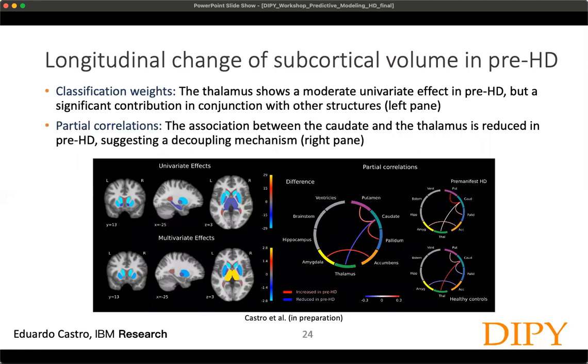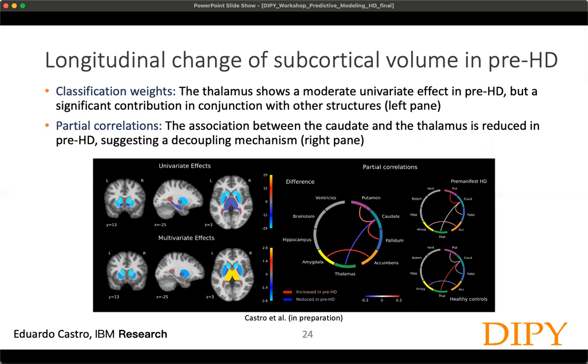So we know that there is an advantage to using several subcortical regions for this analysis. As I said before, the idea of these approaches is to gain an intuition of what's happening in the brain, and that's the reason why we perform the following analysis. So we did 3 analyses. First, we looked at the differences between healthy controls and pre-manifest HD for each structure separately.